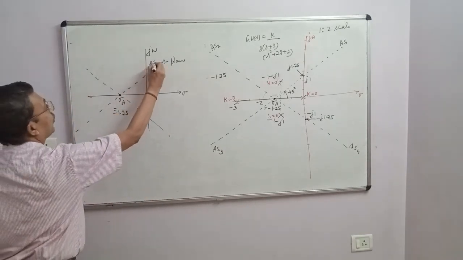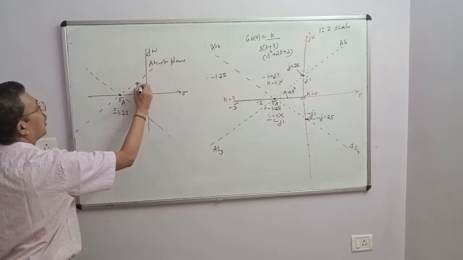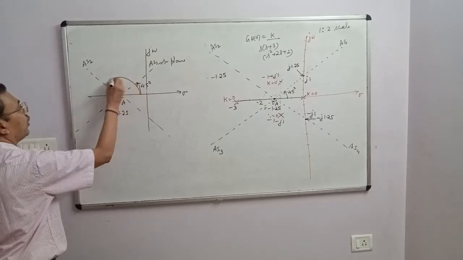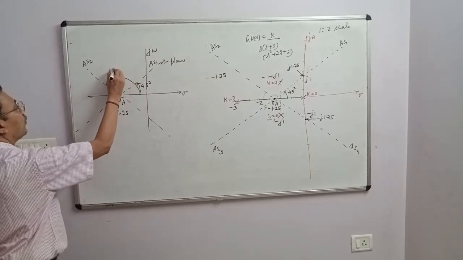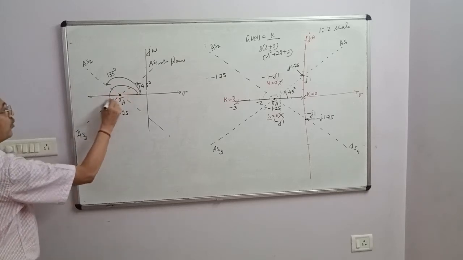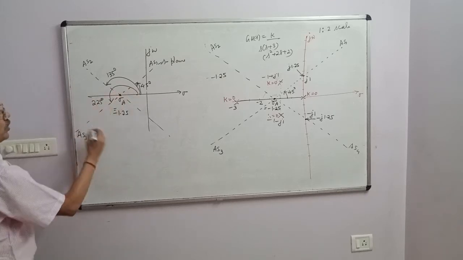This is asymptote number 1. What angle does it make? It makes an angle of 45 degrees. This is asymptote number 2. It makes an angle of 135 degrees. This is asymptote number 3. It makes an angle of 225 degrees.